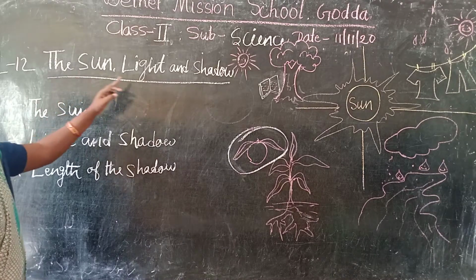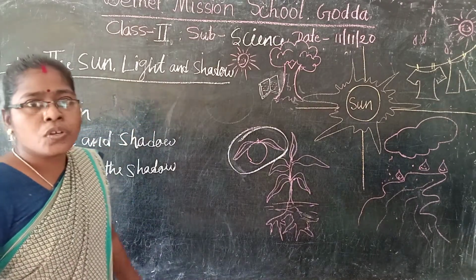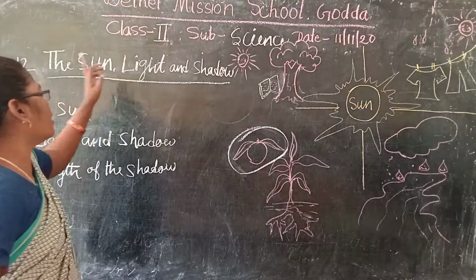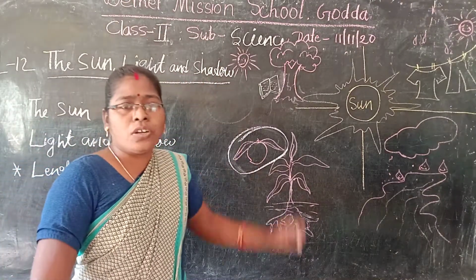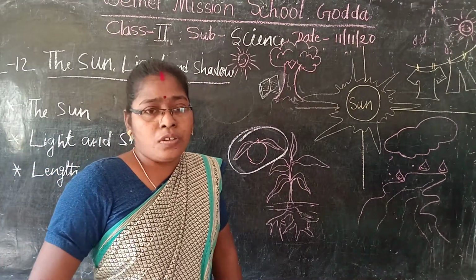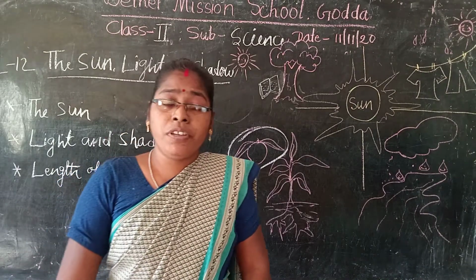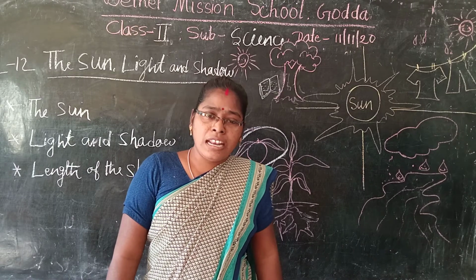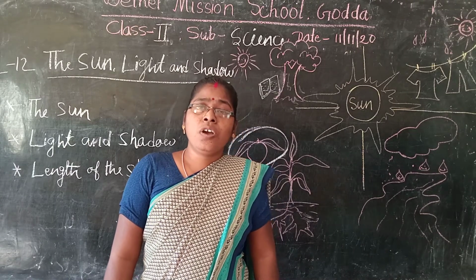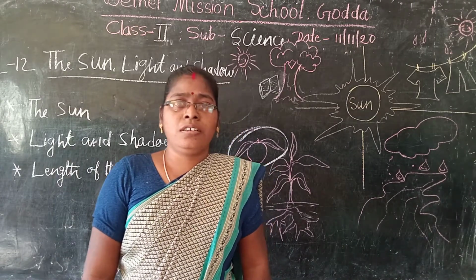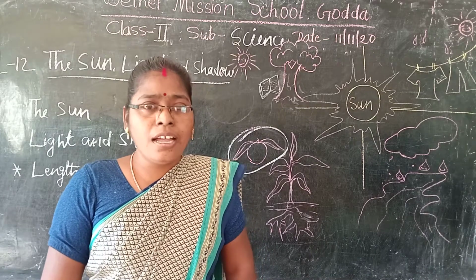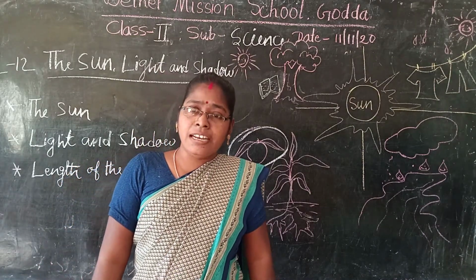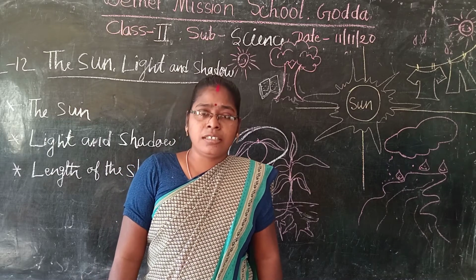The sun, light and shadow. So children, our lesson name is the sun, light and shadow. We know that the sun is the main source of light and energy on the earth.